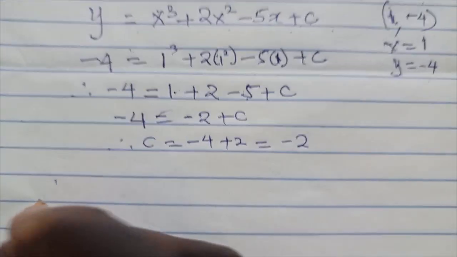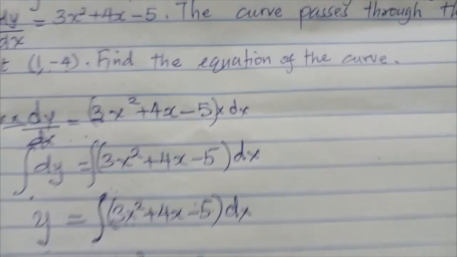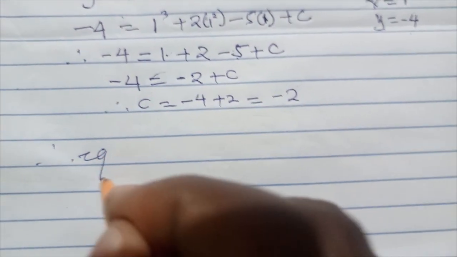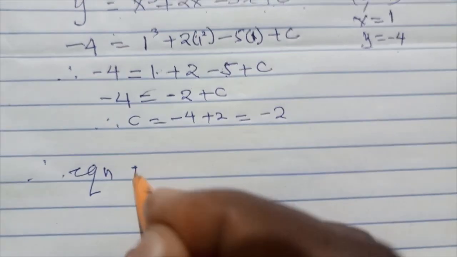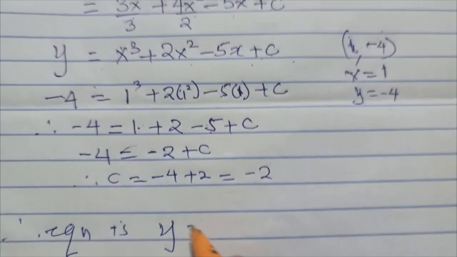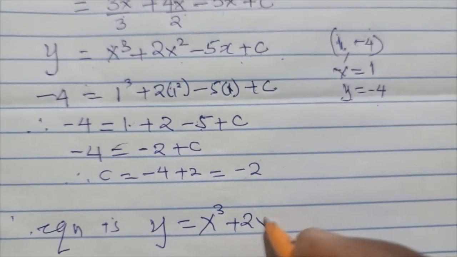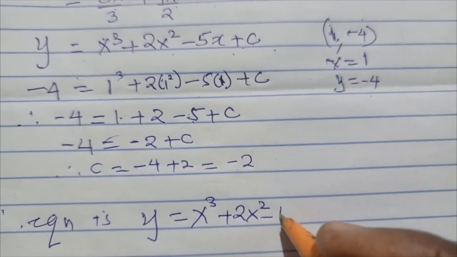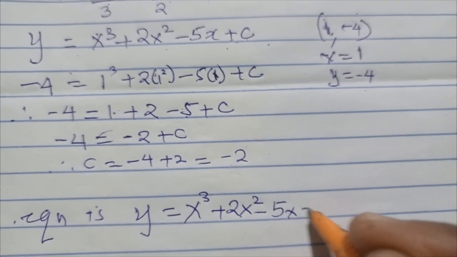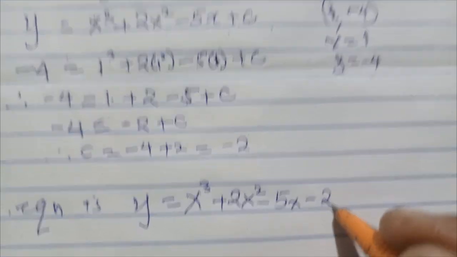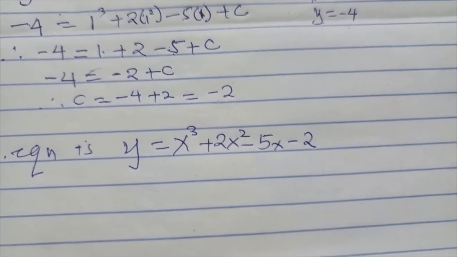And therefore the equation, find the equation of the curve. So the equation of the curve is y is equal to x cubed plus 2x squared minus 5x minus 2. So that's how you go about it.